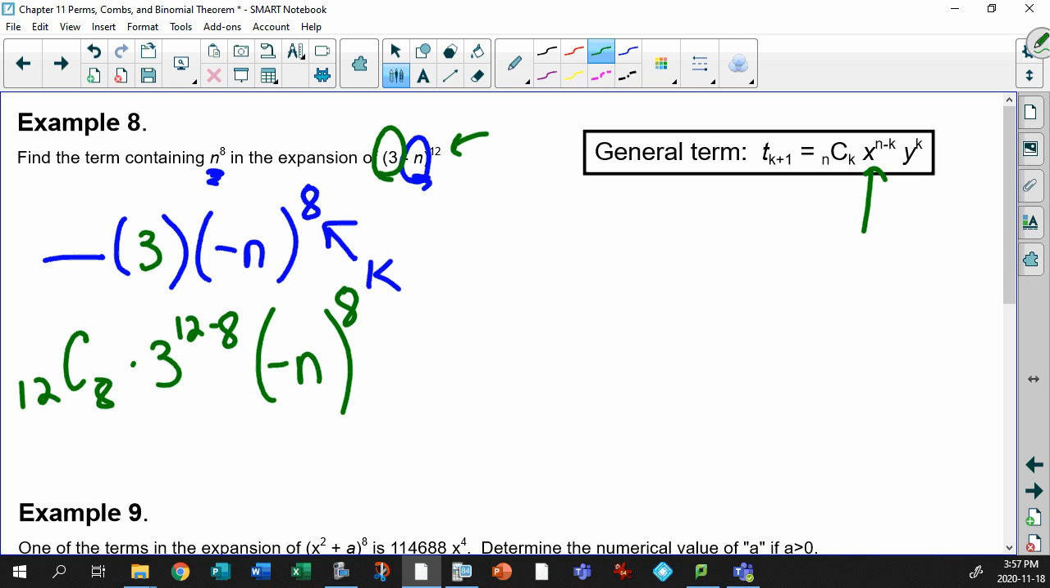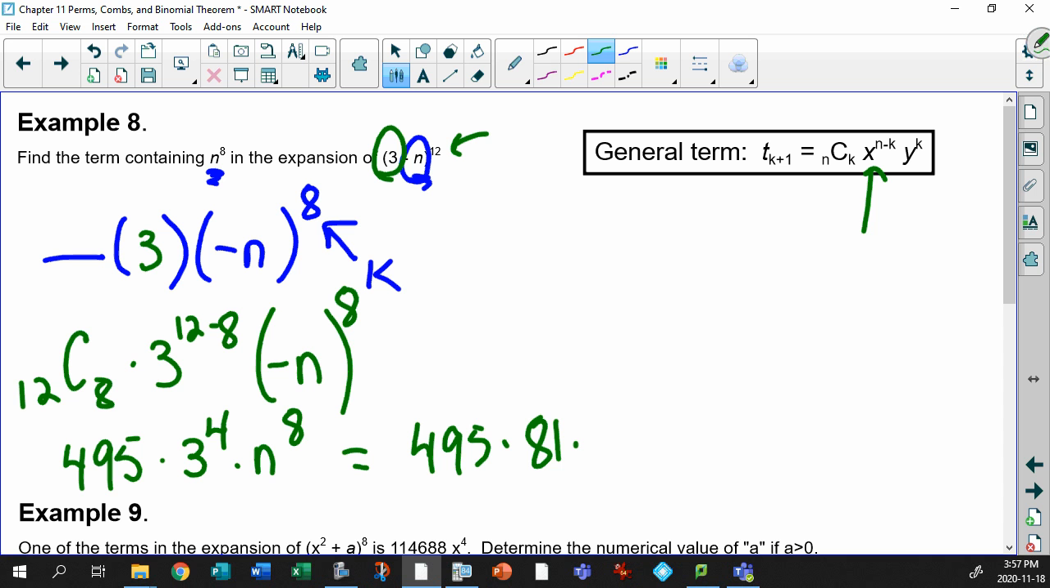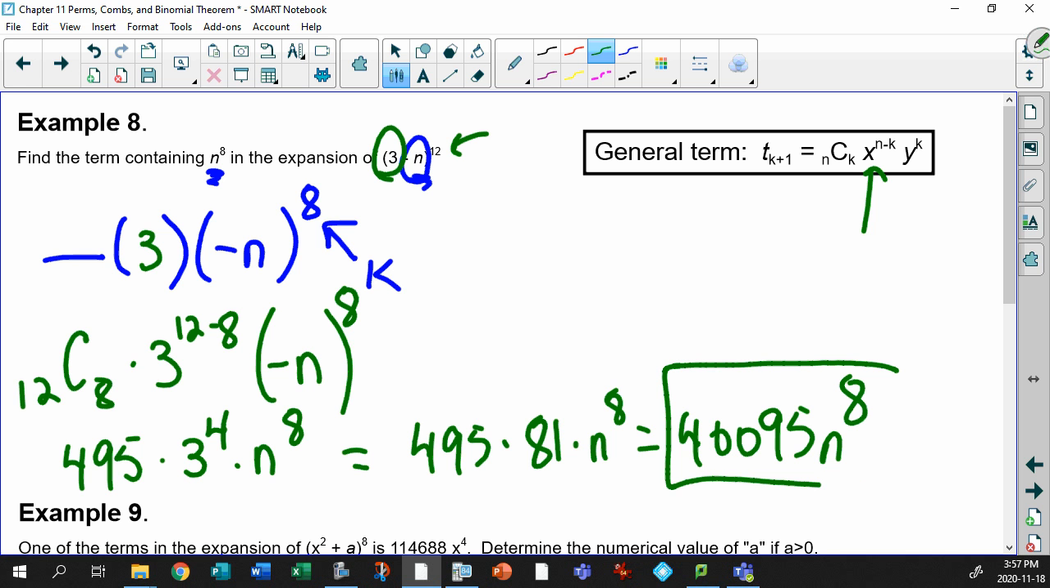12 choose 8 works out to be 495. 3 to the 12 minus 8 is 3 to the power of 4. This is going to be negative n to the power of 8, which is going to be n to the 8. All you got to do is multiply all this together. This is 495 times 81 times n to the 8, which works out to be 40095 n to the 8. There's how you do that one.